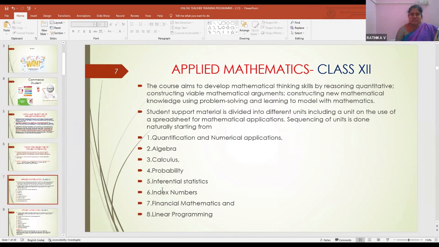Unit 5, inferential statistics. Unit 6, index numbers. And 7, financial mathematics. And 8 is linear programming. So in this, some topics are common. So that comparison, I will just tell you that.